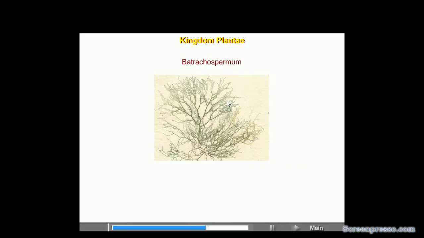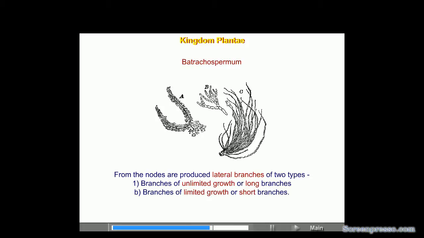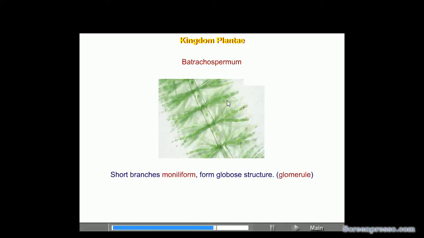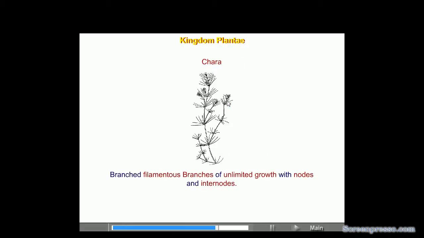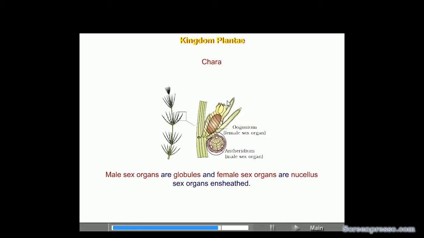Uninucleate cell. Batrachospermum. Thallus much branched, multiaxial covered with mucilage. Main axis differentiated into nodes and internodes. From the nodes are produced lateral branches of two types: branches of unlimited growth or long branches, branches of limited growth or short branches. Short branches moniliform form globose structure, glomerule. Chara, branched filamentous branches of unlimited growth with nodes and internodes. Branches of limited growth develop sex organs. Male sex organs are globules and female sex organs are nucules.